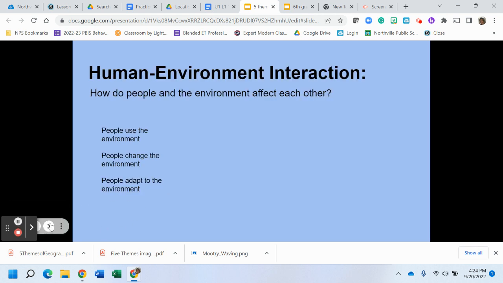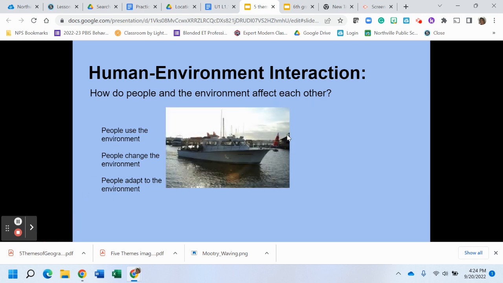Our third theme is human environment interaction. And that answers the question, how do people and the environment affect each other? So write in the word people and write in the word affect. And there's 3 ways. First of all, people use the environment. So they might travel by water or drink water. That's the way of using it. So you can put in there, maybe draw a boat to show that they use the environment.